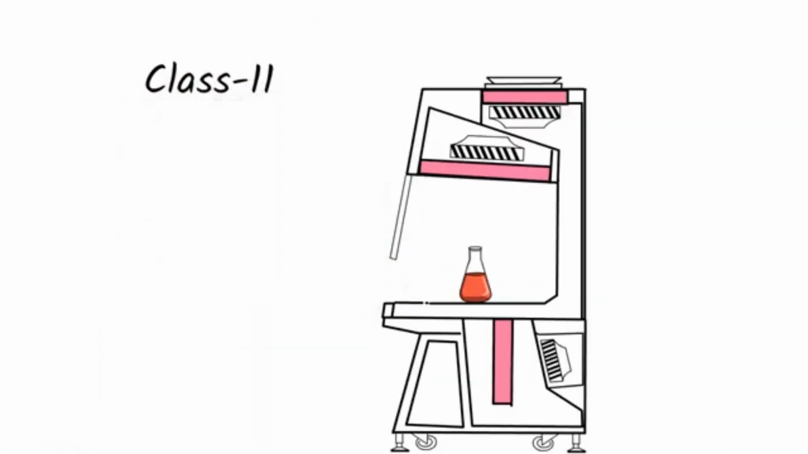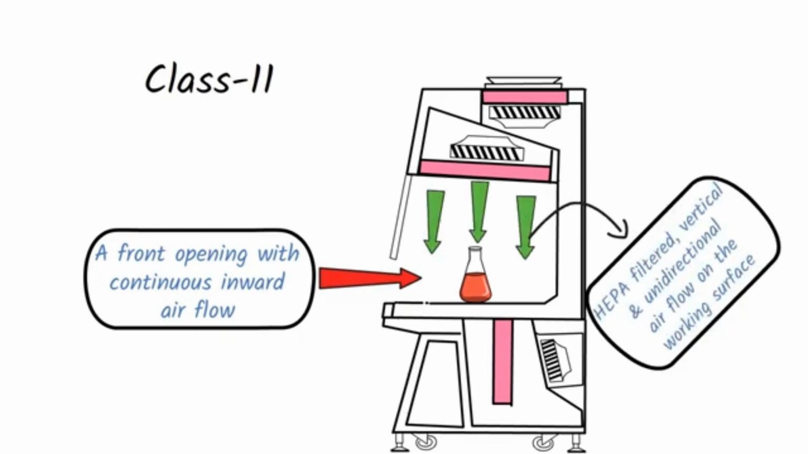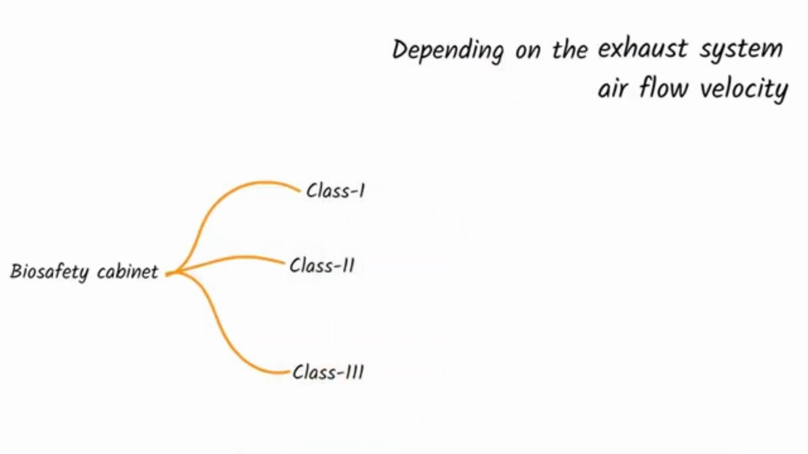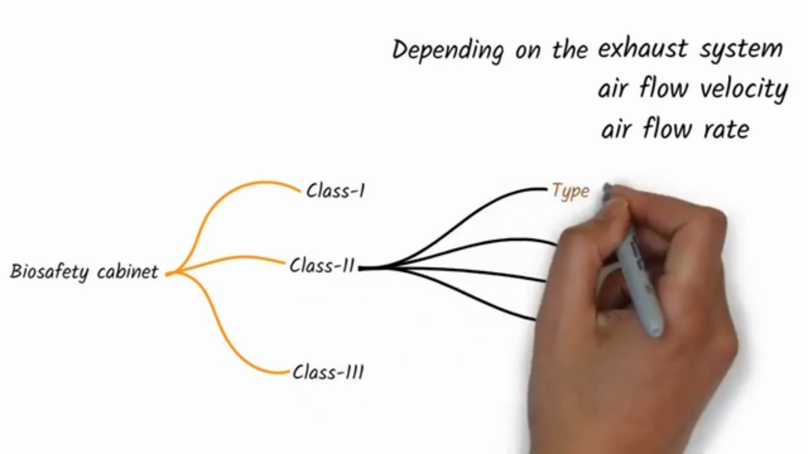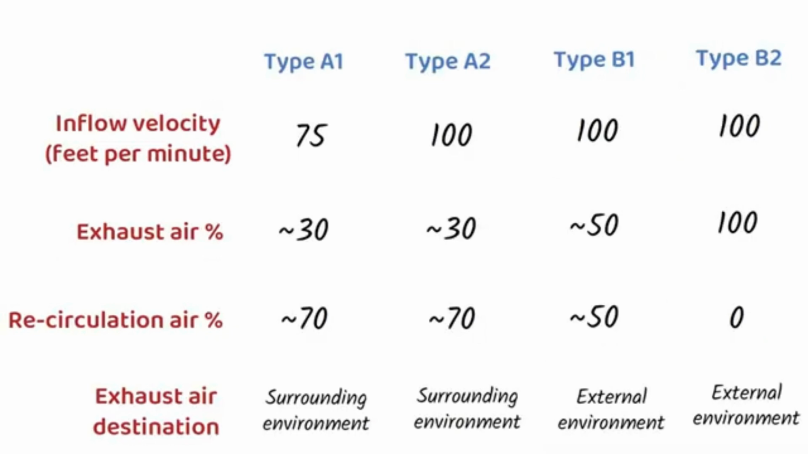The Class 2 biosafety cabinets provide the following: a front opening with continuous inward airflow, HEPA filtered, vertical, and unidirectional airflow on the working surface, and HEPA filtered air to the surrounding area. Depending on the exhaust system, airflow velocity, and airflow rate, the Class 2 biosafety cabinets are further classified as Type A1, A2, Type B1 and B2. Look at this table to find how these types differ from each other. The most widely used cabinets belong to Type A2 of Class 2.